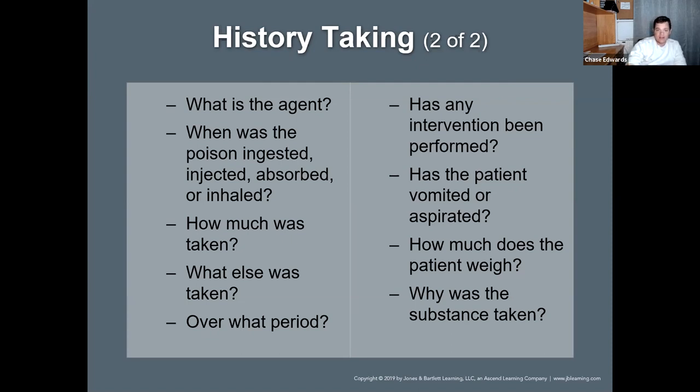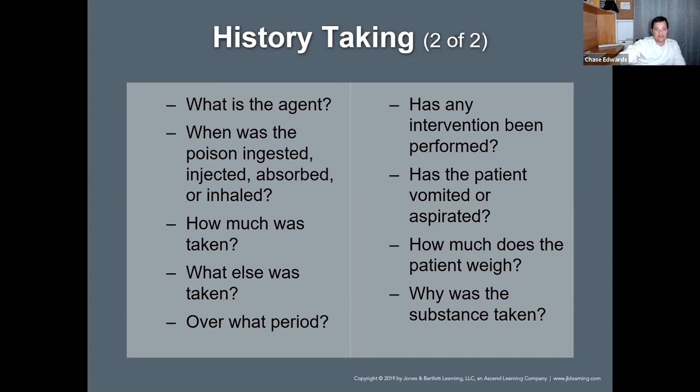Up next, how much was taken? The poison center will be able to inform you whether the patient has had a harmful or lethal dose when you call them and tell them how much the patient has taken. There's almost always a correlation between dose and toxic effects.